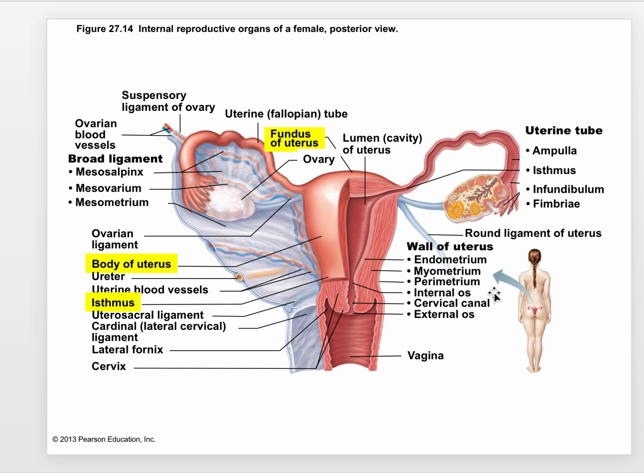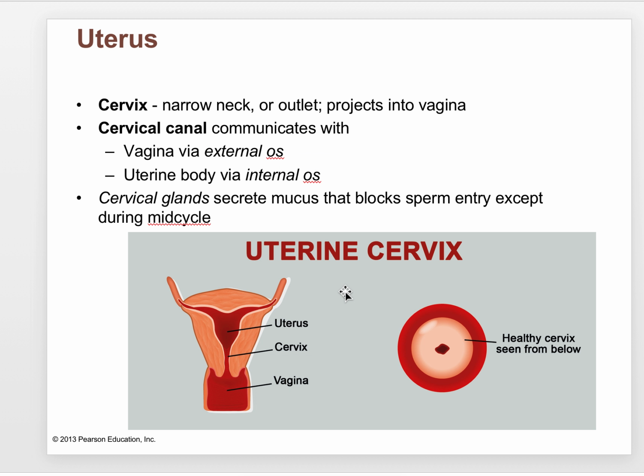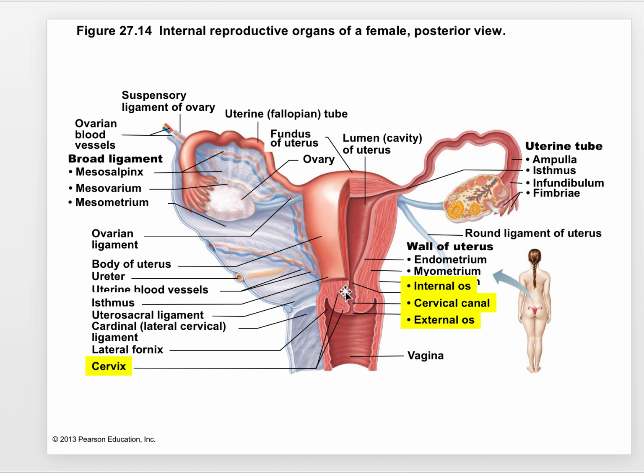Here's the body of the uterus, the main body. The fundus of the uterus is the top rounded portion, and the isthmus is this narrowed area towards the base of the uterus. The cervix is the narrow neck or outlet of the uterus, and it projects into the vagina. The cervical canal communicates with the vagina and communicates to the uterine body. Here's a picture of the cervix looking from this perspective.